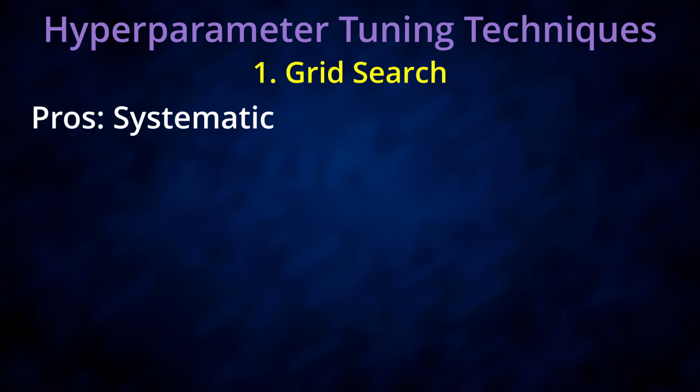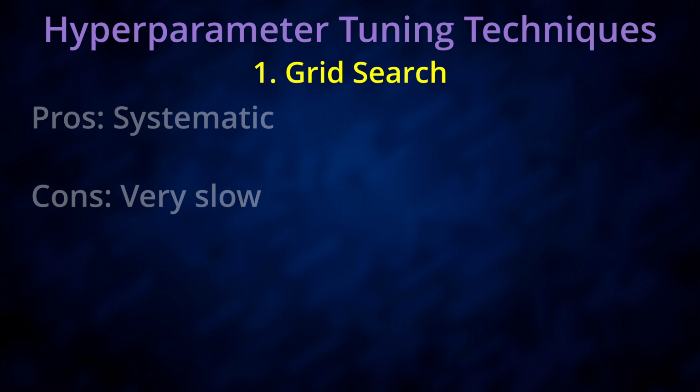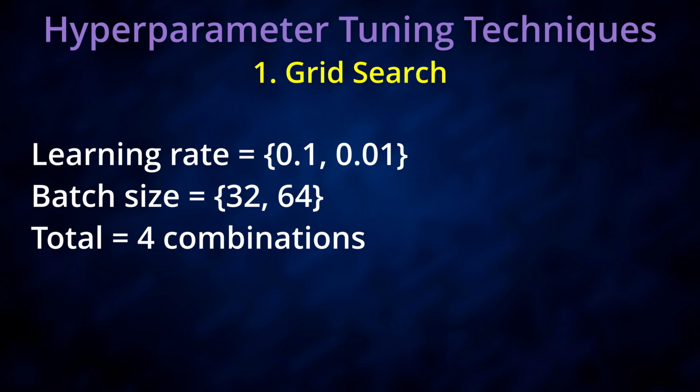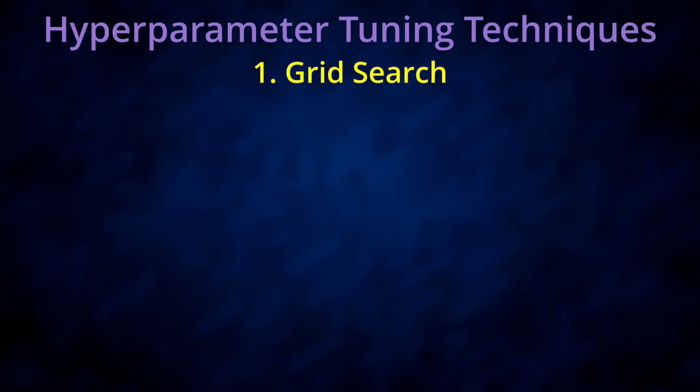The 4 major techniques for hyperparameter tuning. Grid search, brute force all combinations. Pros, systematic. Cons, very slow. Example: learning rate, 0.1 and 0.01. Batch size, 32 and 64. Total, 4 combinations.